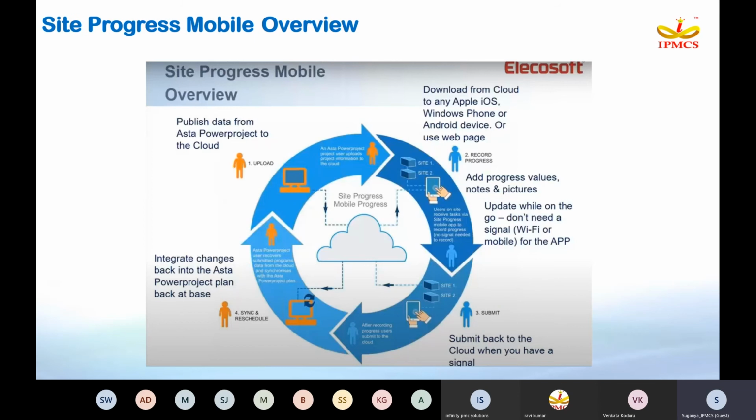Site progress mobile overview. The planning engineer can publish the data from Power Project to the cloud, and the site engineer can download the project from the cloud. Once he has downloaded it, he doesn't require Wi-Fi or an internet connection. Without Wi-Fi or internet, he can update the actuals. Finally, once he is back on an internet connection, he can submit back to the cloud. Then the changes can be integrated with Power Project either directly or after a one-step approval process.